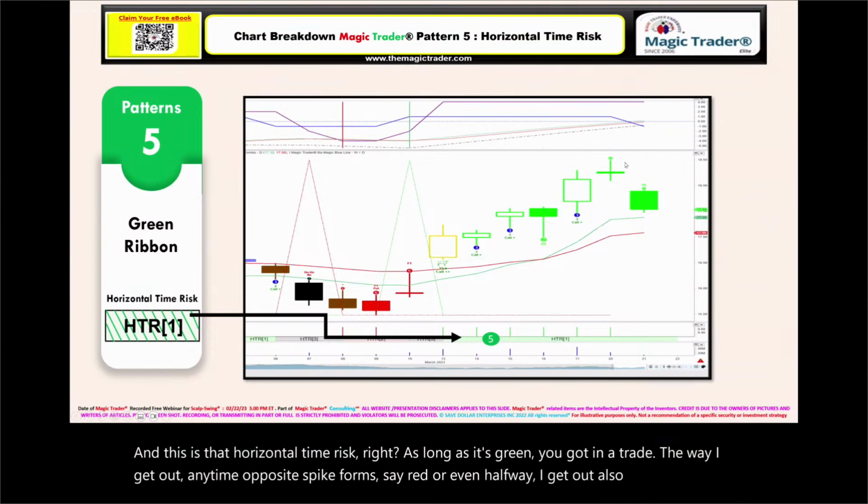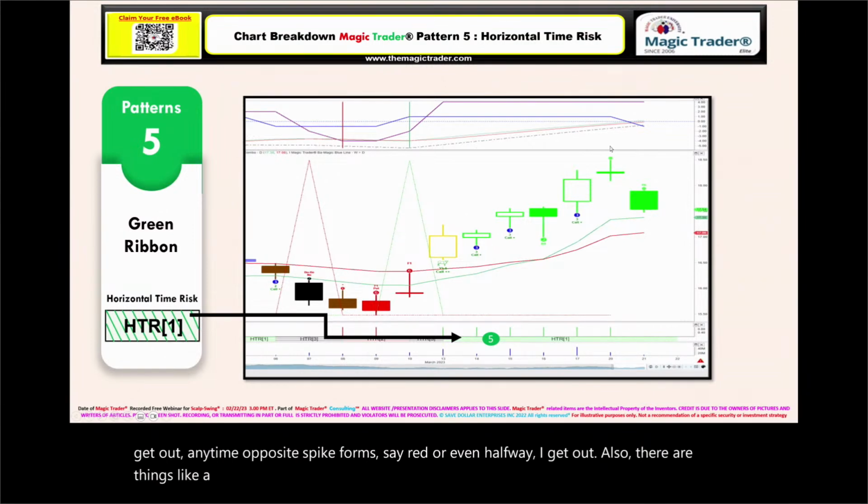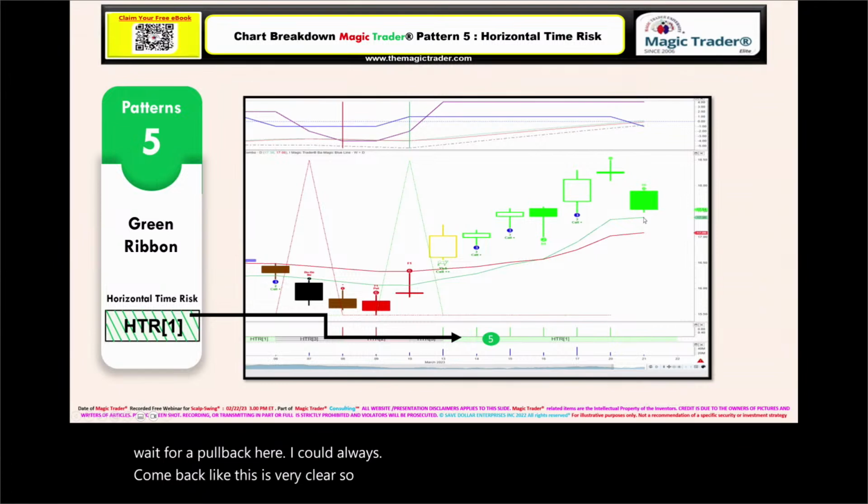Also, there are things like a PB symbol, which is very small so you can't read it, but it is a pullback symbol. So I don't need to wait for a pullback here. I could always come back. Like this is very clear, so I just get out. Technically, if you are a swing trader, it should be closing below, but why would you give up your profit? In this market, take your money and run. That should be the philosophy.